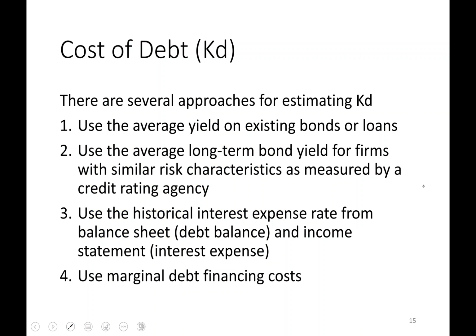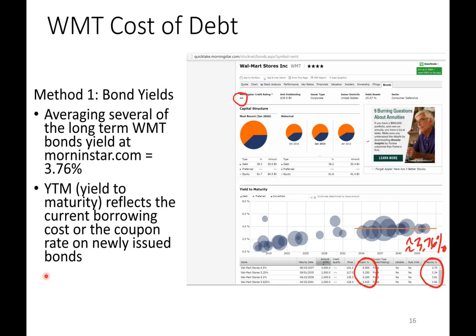In calculating WACC, we've just talked about how to calculate the cost of equity. Now let's talk about how to get KD, the cost of debt. There are several approaches for calculating cost of debt. You can use the average yield on existing bonds or loans in the firm. Use the average long-term bond yield for firms with similar risk. Use the historical interest expense divided by the debt to come up with an interest or cost of debt, or use the marginal debt financing cost.